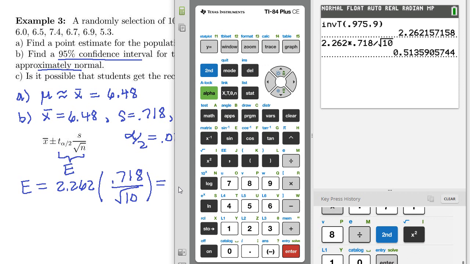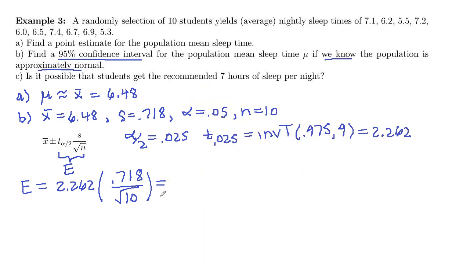So 0.51. Let's use 2 decimal places. We've got 2 in our mean. So 0.51. So now we add and subtract that margin of error to our sample mean. So our lower bound is going to be sample mean minus the margin of error. So that is our 6.48 minus 0.51.